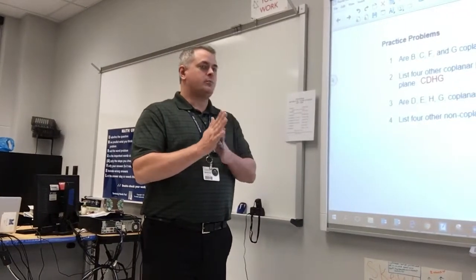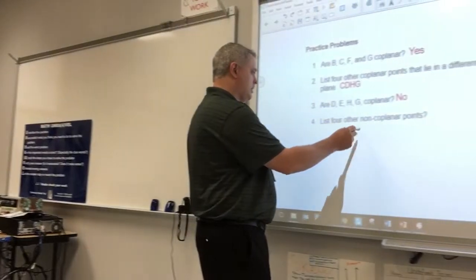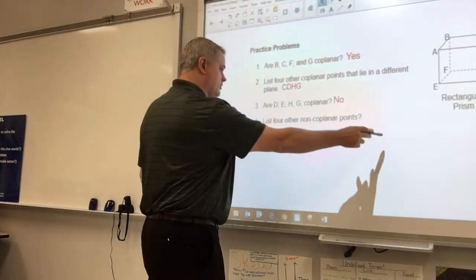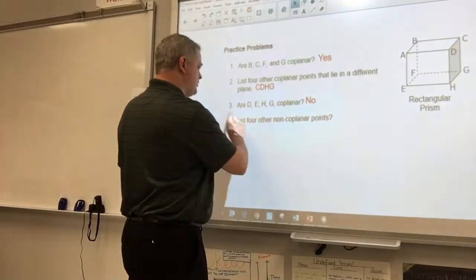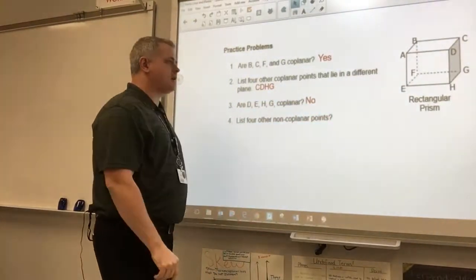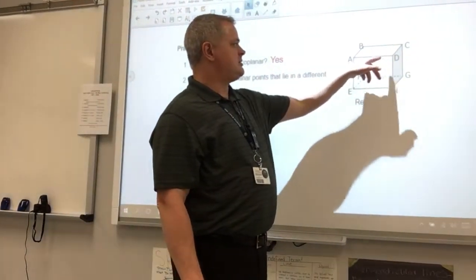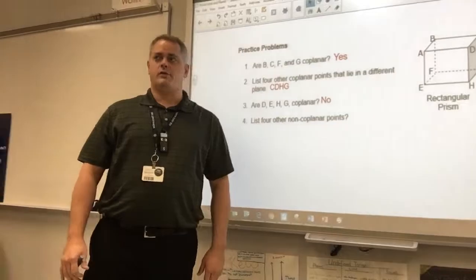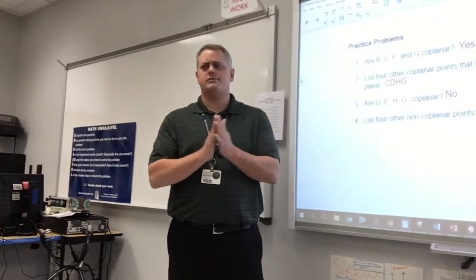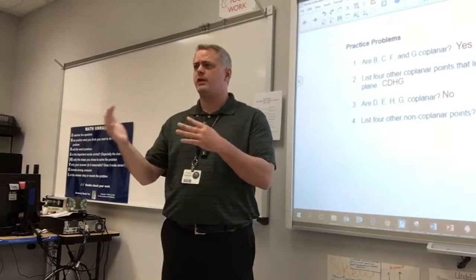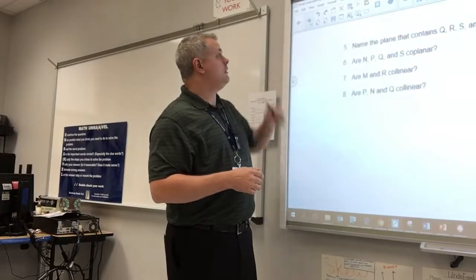List 4 other non-coplanar points. Again, I'm going to give you my answer because there are lots of answers that we could have had here. Maybe I didn't put one. List 4 other non-coplanar points. We could say E, G, C, and D. Those would be 4 non-coplanar points. Okay? Does anybody have any questions right now as far as determining when something is coplanar or non-coplanar? All right. Moving on.